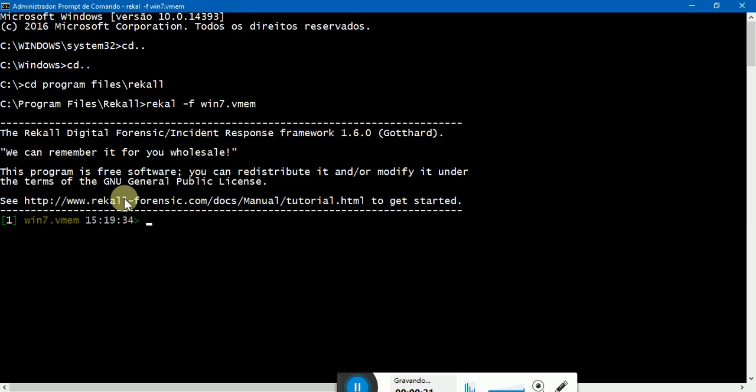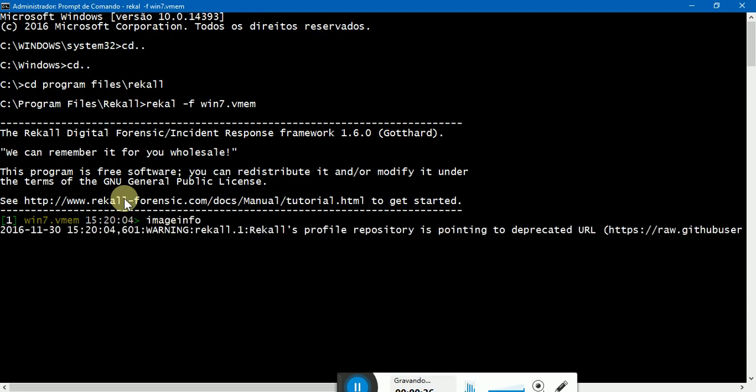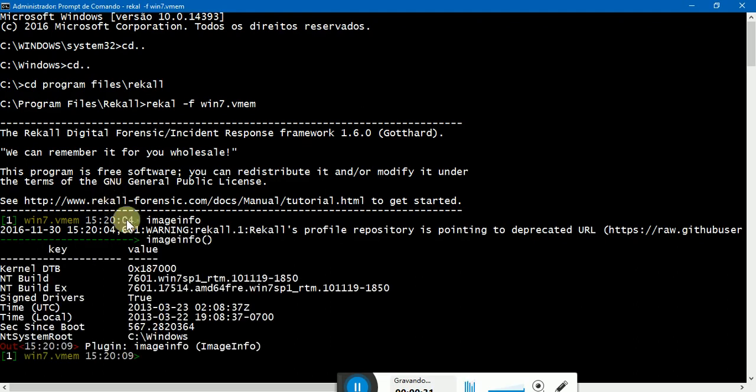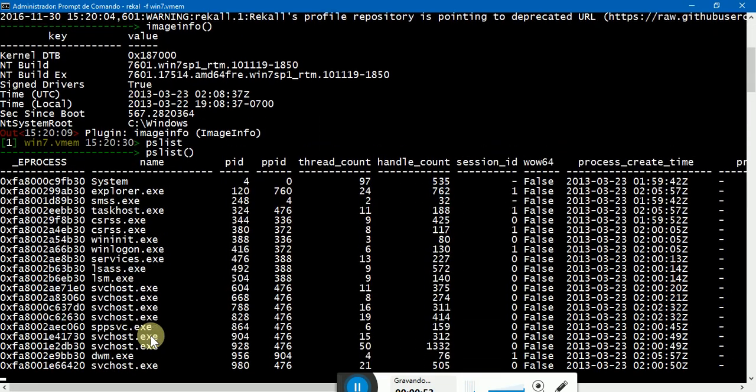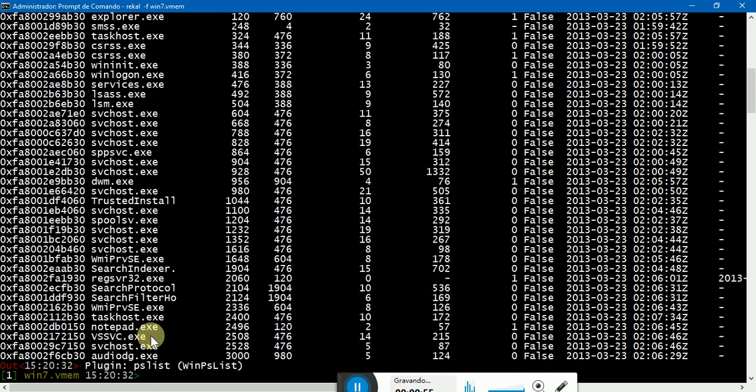We don't have any information about this image, so I try to discover some information using the imageinfo plugin. This image shows me that this Windows 7 has Service Pack 1, and it is a 64-bit architecture. So running the pslist plugin, we have the processes that were running in this machine when the memory was captured.